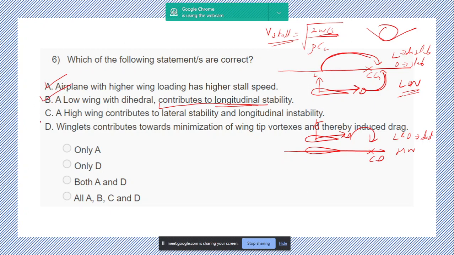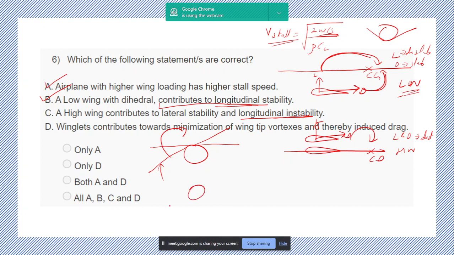Now let's look at the third one. A high wing contributes towards lateral stability and longitudinal instability. We know it contributes towards longitudinal instability. We just saw that. What about lateral stability? Yes, it contributes towards lateral stability. How? We have done this several times. So if you have a high wing and there is a disturbance in this direction, there's a component of velocity, oncoming velocity, that acts below this high wing, which tends to produce a restoring moment and it tends to go back to its equilibrium position.